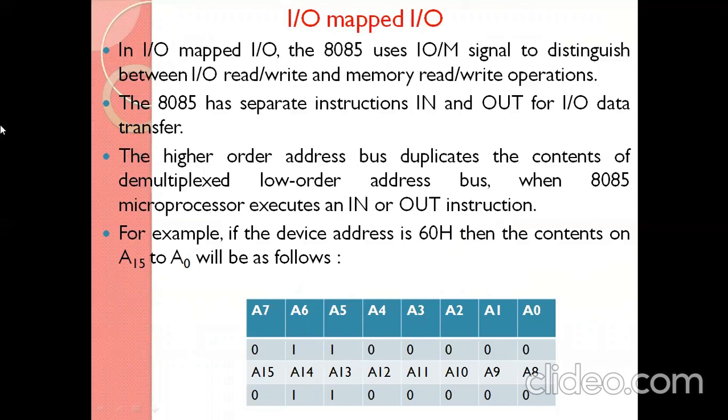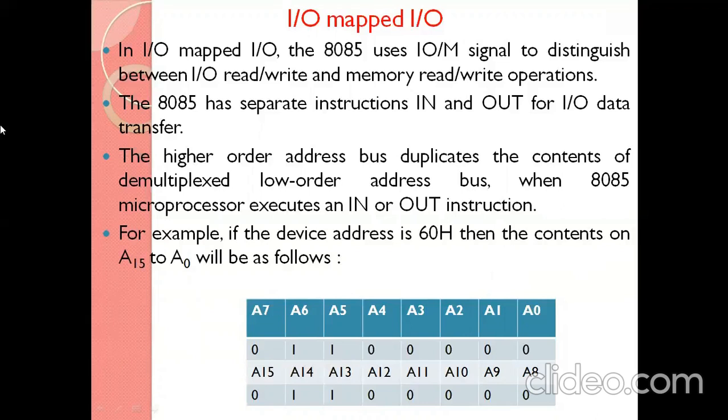So here the address is 60. You can see this is a binary number. This binary number we have to convert into a hexadecimal number. When you convert into a hexadecimal number, the value is 60. So this is the address.